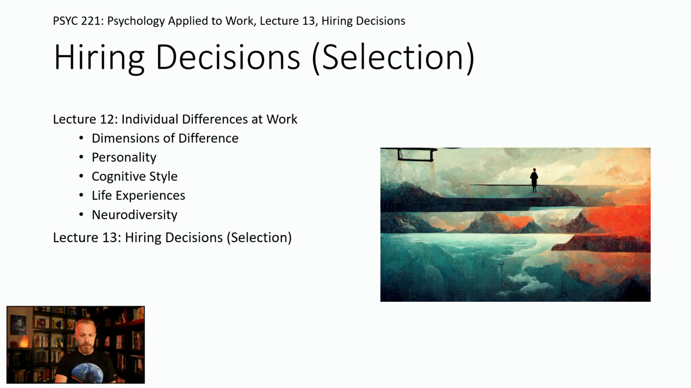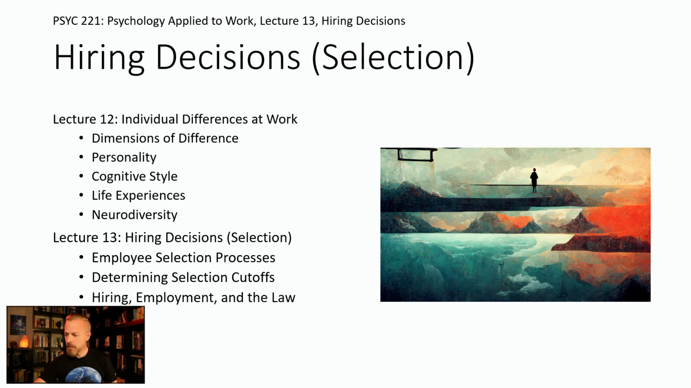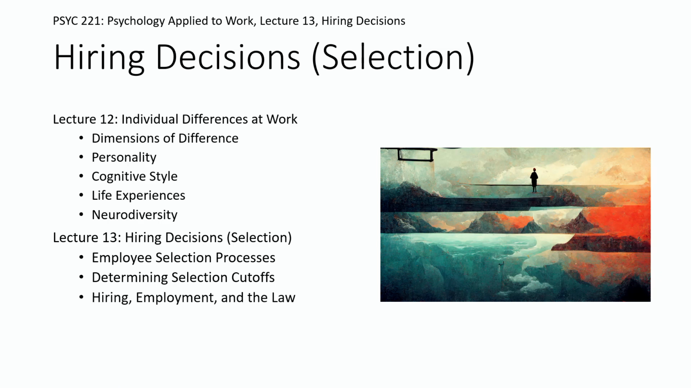This lecture 13 today begins chapter 5, and we're going to talk about hiring decisions for selection, and we're going to talk about the overall employee selection process. We're going to talk about determining selection cutoffs. We're going to talk about hiring, employment, and the law. We're going to talk about legal exceptions to protected class and legal theories of discrimination. So let's get going.